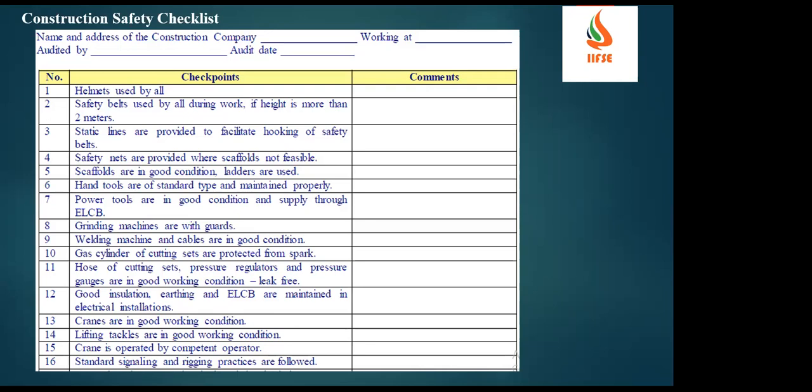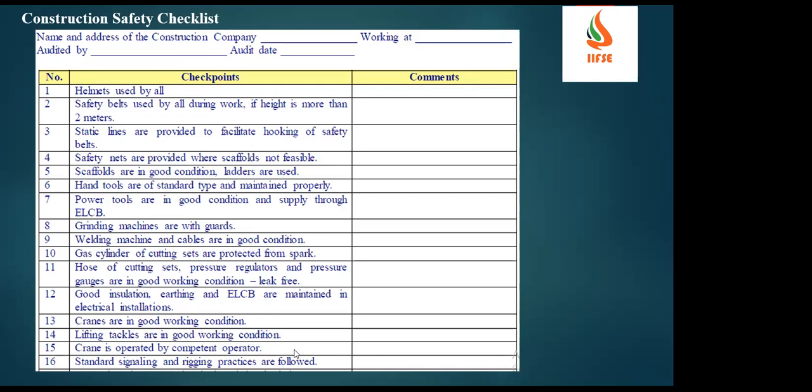And also we need to train the riggers. Whoever is working in the rigging must ensure in each lift that they check the condition of the tackles, and only then can they allow it to be used. Then the crane is operated by a competent operator. This is also one of the requirements.